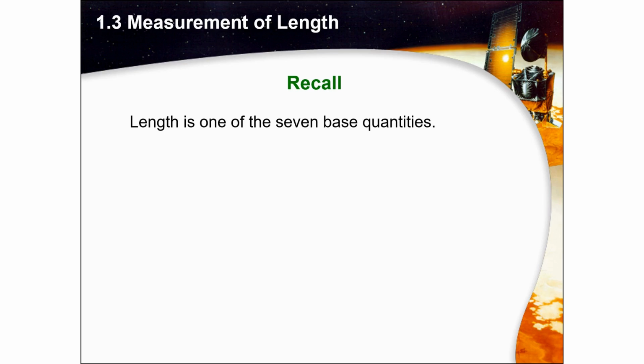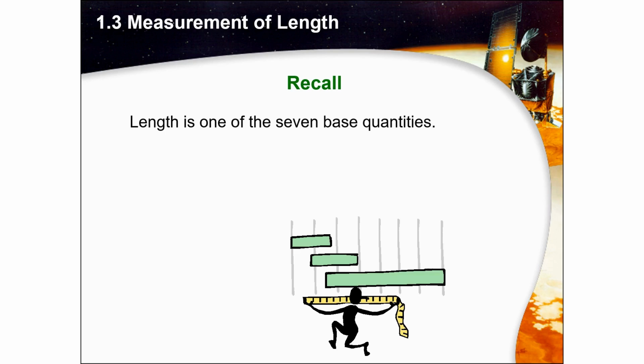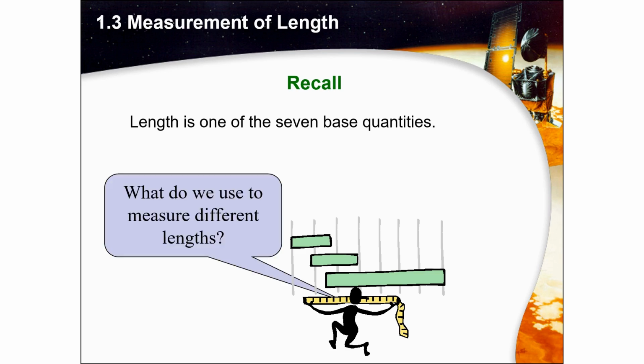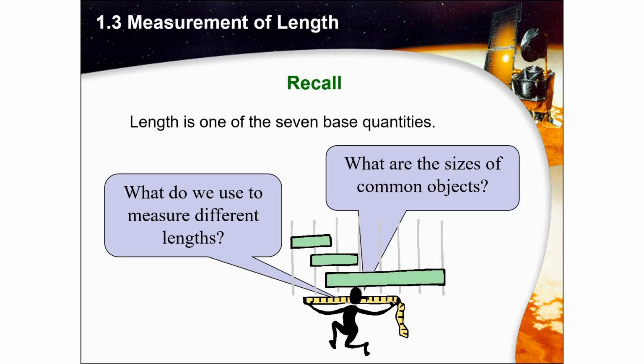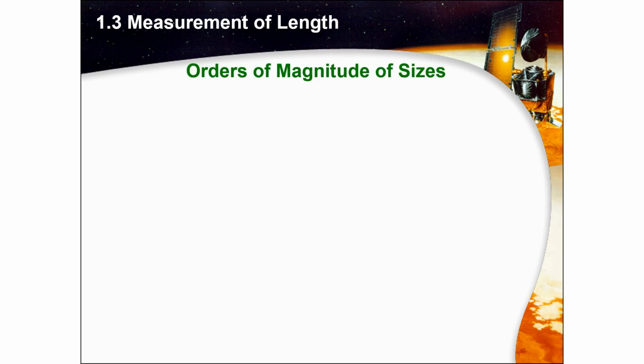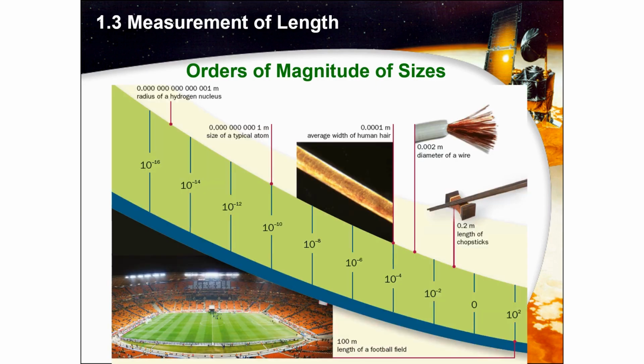Okay, length is one of the 7 base quantities. We are using meters to count it. Okay, what do we use? Let's see what the sizes are. Let's see the orders of magnitude of sizes. We can see there are the smallest and also the biggest in this picture. Which one do you think is the smallest, and which one do you think is the biggest? Is it this one or that one?